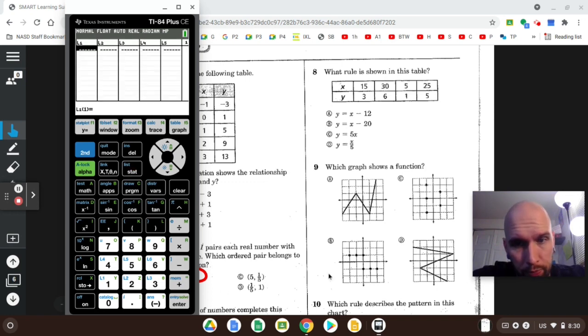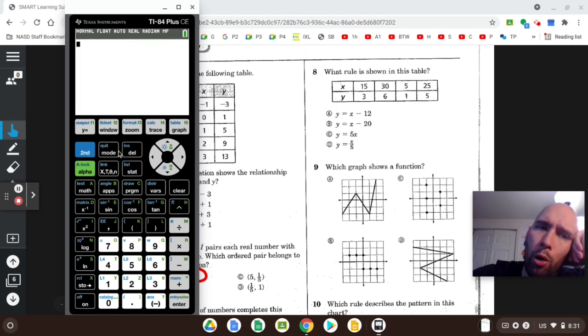So stat edit. I'm going to put my x values in the left. It's out of order. No big deal. So 15, enter, 30, enter, 5, enter, 25. And if you're like, do I have to put it in order? Nope. You just have to make sure that 15 goes to 3. You have to make sure that 30 goes to 6. 5 goes to 1. And 25 goes to 5.